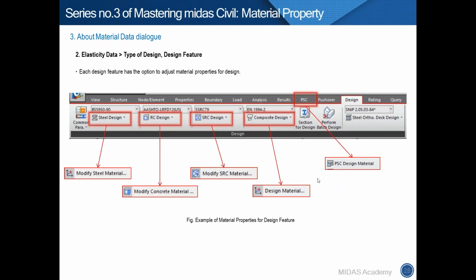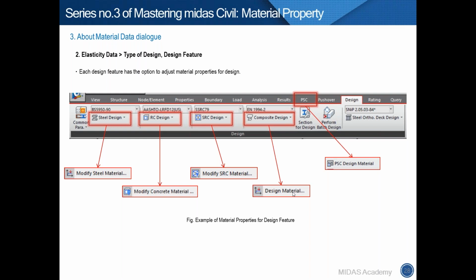So design features are available for the PSC, steel, RC, and SRC, and composite. And those modes have each option for material as shown in the figure. So for PSC design, this option shows the PSC design material, and other types show the modified steel and concrete, SRC, and other types. So each option about material is to define material properties for design calculation.